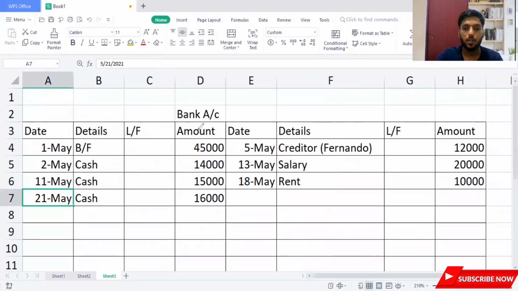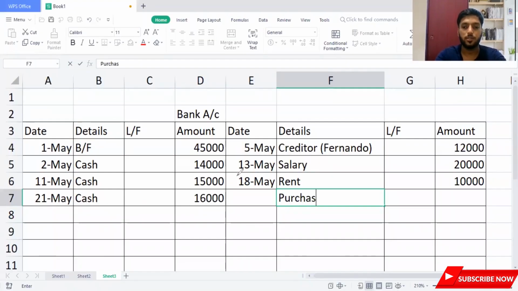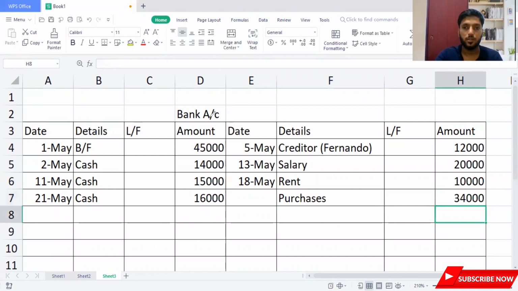Now the next adjustment. It says to purchase goods 34,000. First of all, they have asked you to record everything and balance the sum. So purchases 34,000, if I'm not mistaken. 34,000. Yeah, and 22nd, 5th. Right.